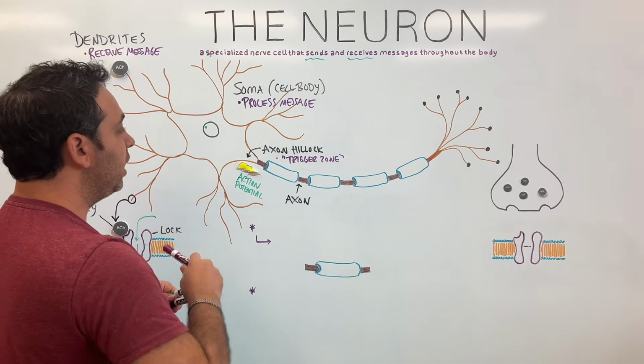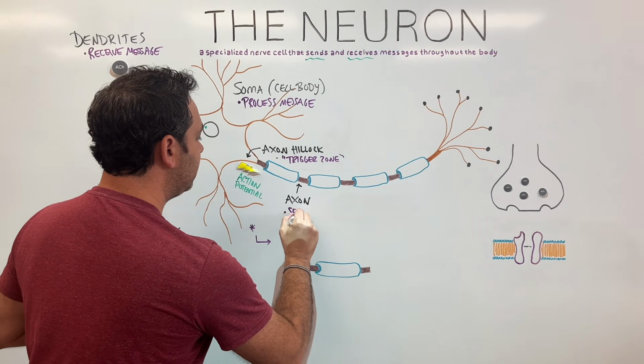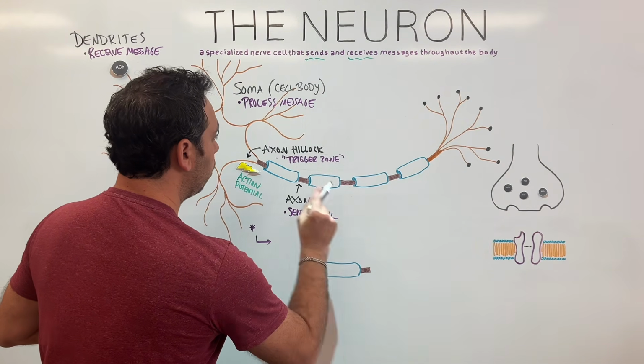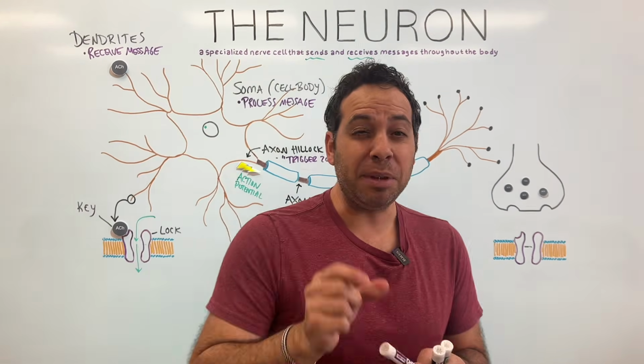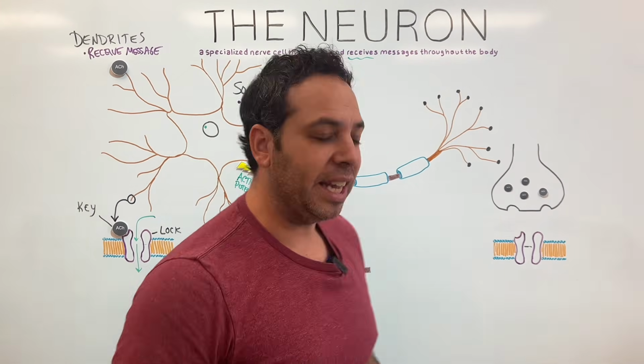So what does this do? It's going to send the signal, right? Send the action potential down the neuron, away from the soma, okay? Really, really important. Axons can be very, very tiny, microscopic. They could also be huge, a few feet in length.